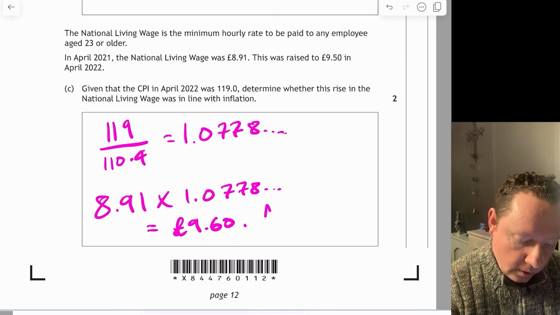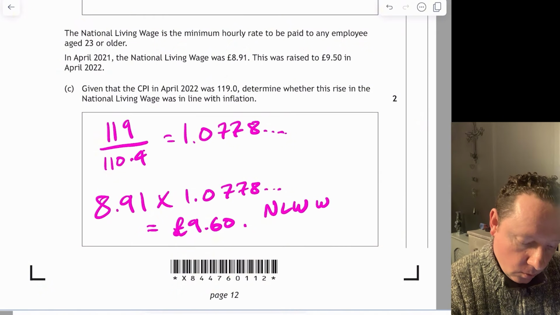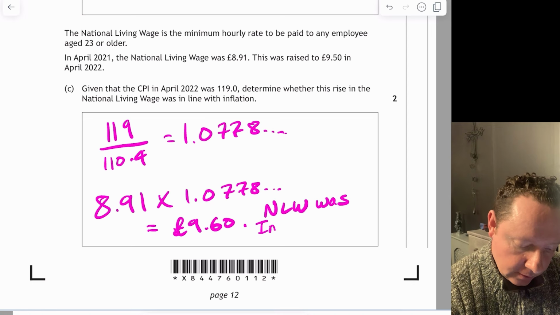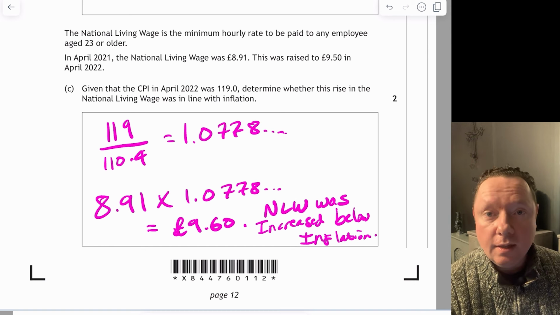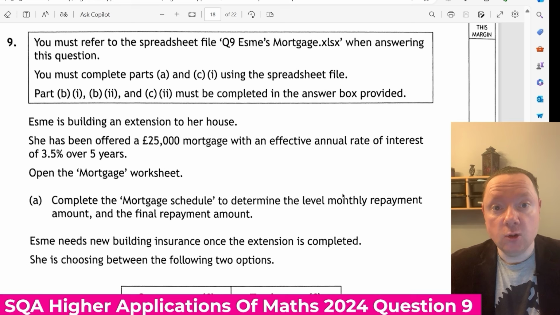So the national living wage was increased below inflation. And we're done there.